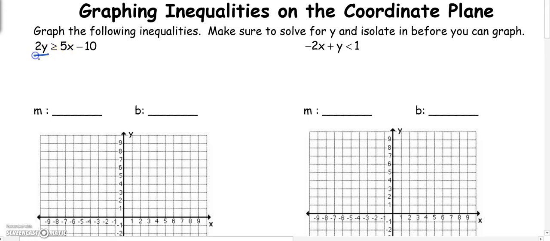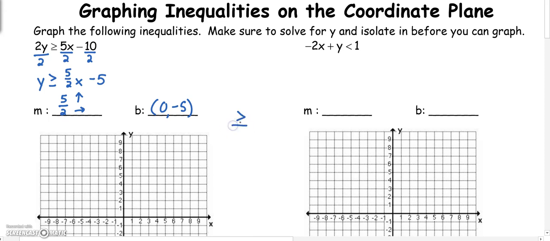In order to get y by itself, since it's being multiplied, we're going to divide everything by 2 because division is the inverse of multiplication. And we get y is greater than or equal to 5 over 2x minus 5. So in this case, my slope is 5 over 2, which means I'm going to go up 5 and right 2. My y-intercept is negative 5.